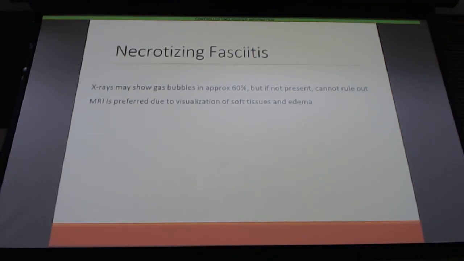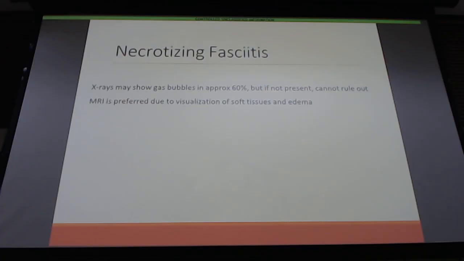Okay. X-rays may show bubbles, approximately 60%, but the bubbles are not definitive. Okay? The bubbles don't mean that you have necrotizing fasciitis. So that may show, but it's not something that you can definitively count on and say, oh yeah, it's necrotizing fasciitis because you have bubbles. Okay? You can have bubbles for quite a few other things.